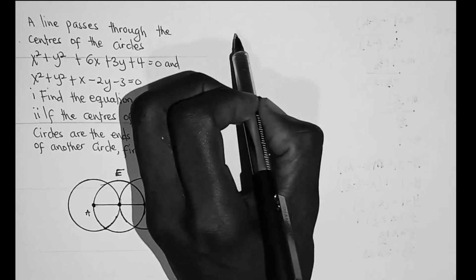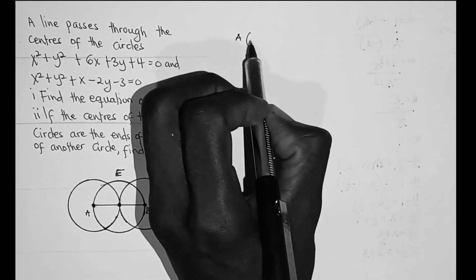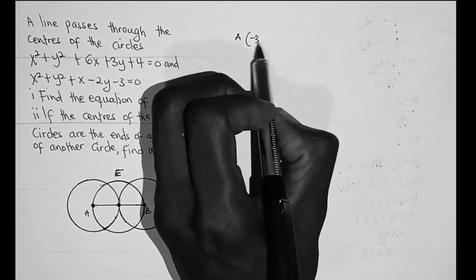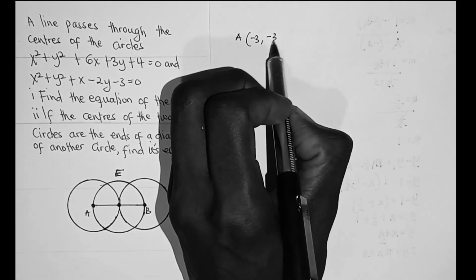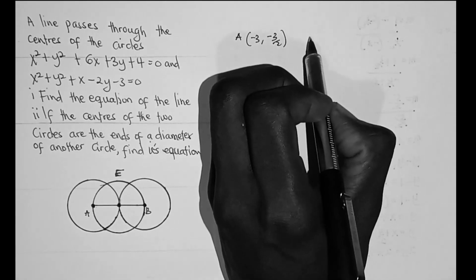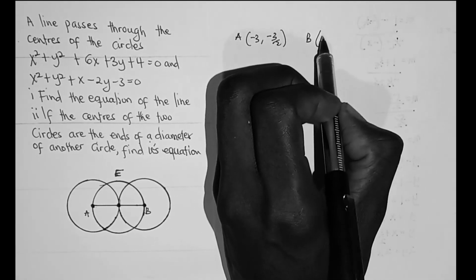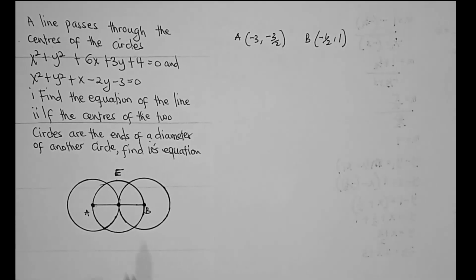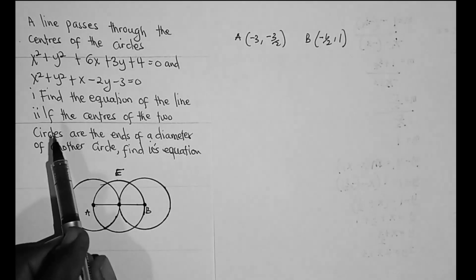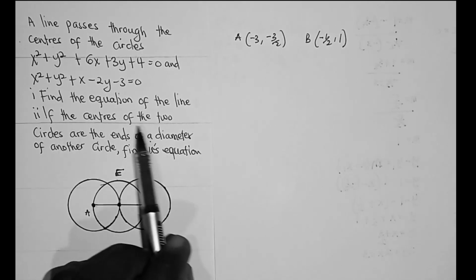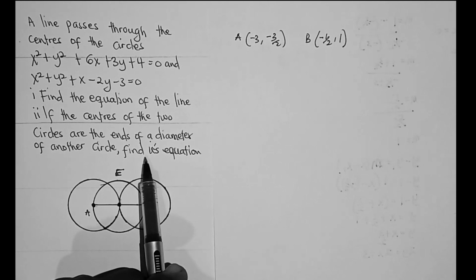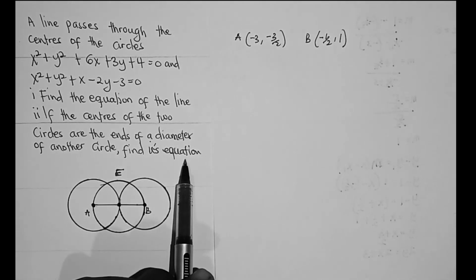So our coordinate A is giving us minus 3 and minus 3 over 2. Then our coordinate B is also giving us minus 1 over 2 and 1. So the next part of the question says that if the centers of the two circles are the ends of a diameter of another circle, find this equation.